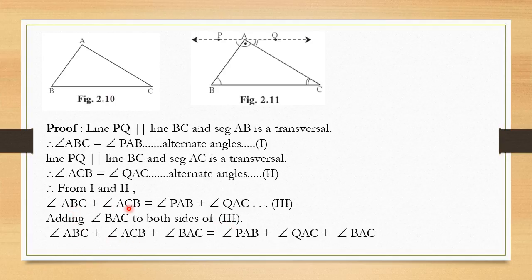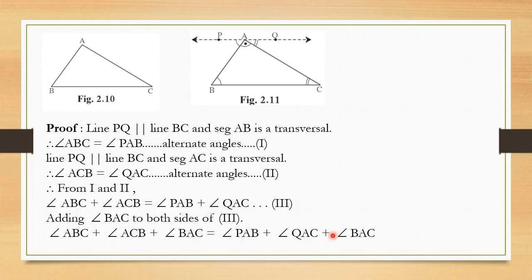This side we write as it is, angle ABC plus angle ACB, plus we are now adding angle BAC. So we'll get all three angles of a triangle. And on this side also, the same thing will remain as it is, PAB plus QAC, plus BAC we are going to add. So the same thing has been added on both sides.